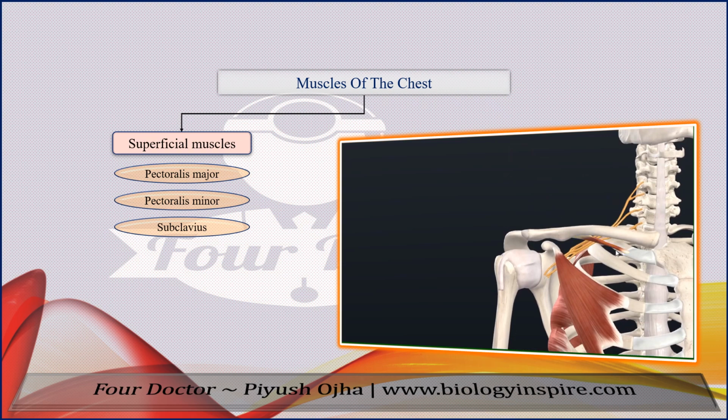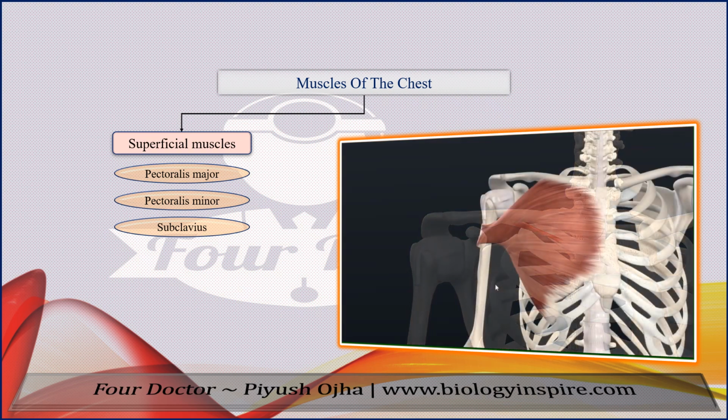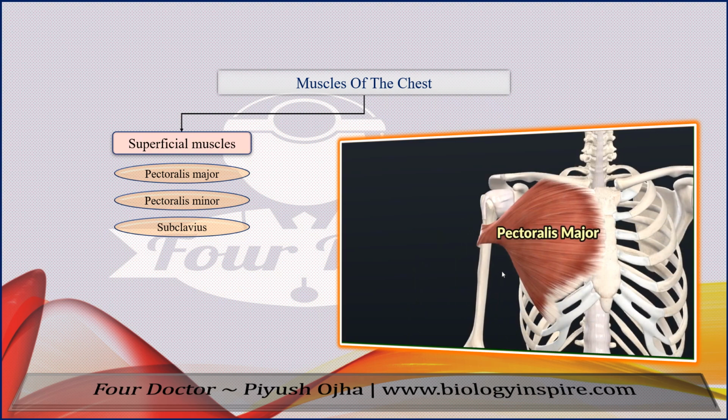The third muscle of the pectoral region is this small muscle, the subclavius muscle. The subclavius muscle lies underneath the pectoralis major muscle.